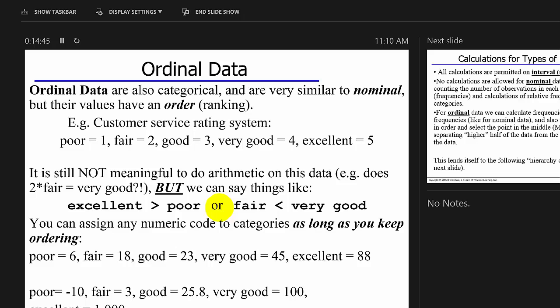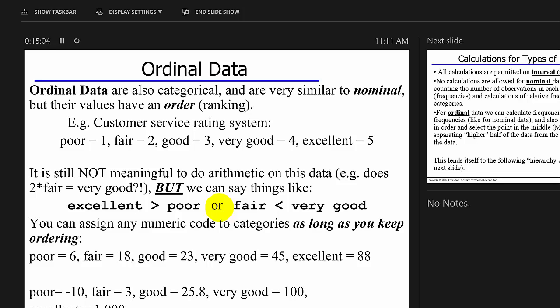These are also categories, right? These are not numbers, really. We can assign numbers 1, 2, 3, 4, 5 to them, but it's just going to be as good of an assignment as 10, 20, 30, 40, 50. Not much difference, because after all, these are not numbers. These are words, right? Excellent, good, etc.